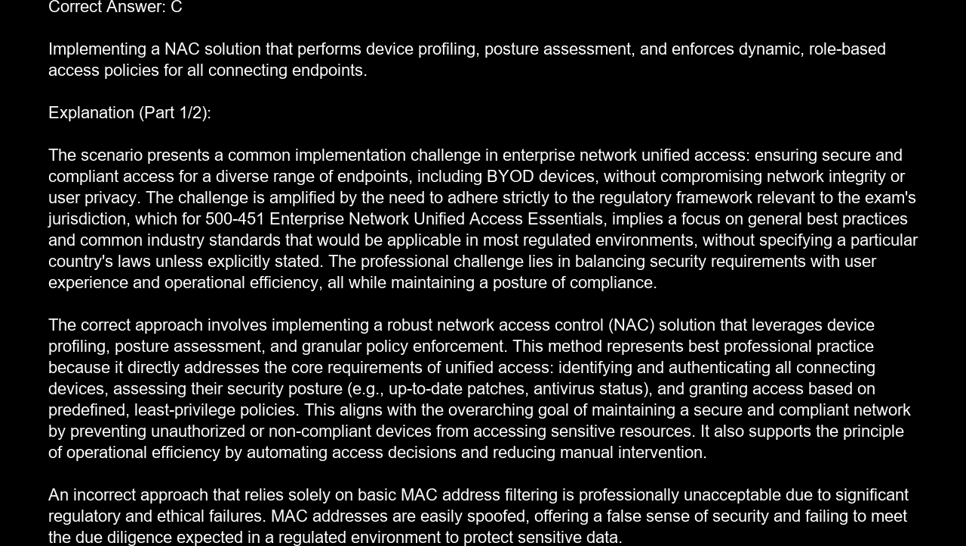The correct approach involves implementing a robust network access control (NAC) solution that leverages device profiling, posture assessment, and granular policy enforcement. This method represents best professional practice because it directly addresses the core requirements of unified access, identifying and authenticating all connecting devices, assessing their security posture, e.g., up-to-date patches, antivirus status, and granting access based on predefined, least privilege policies. This aligns with the overarching goal of maintaining a secure and compliant network by preventing unauthorized or non-compliant devices from accessing sensitive resources.